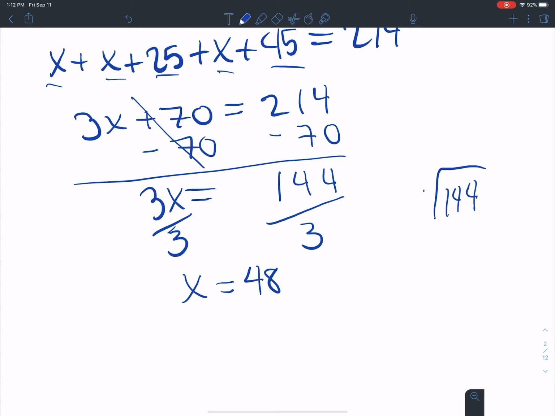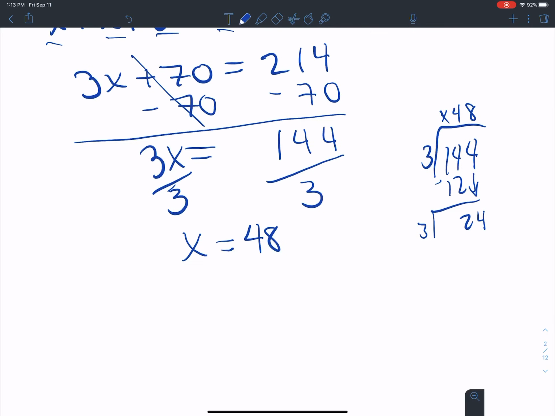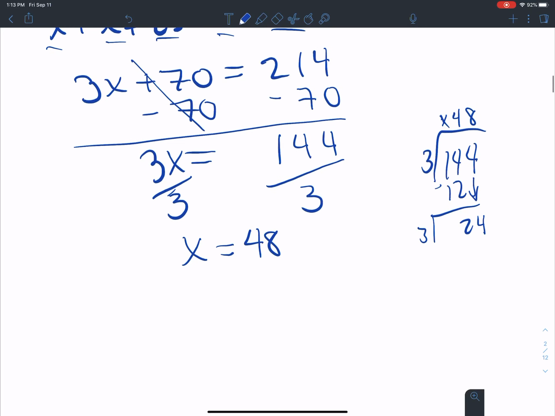144 divided by 3. 3 doesn't go into 1. 3 goes into 14 4 times, so 4 times 3 is 12. 14 minus 12 is 2. Bring down your 4. 3 goes into 24 8 times. So yes, 48. Okay, so you might think that x equals 48 is your answer, but it's not actually.